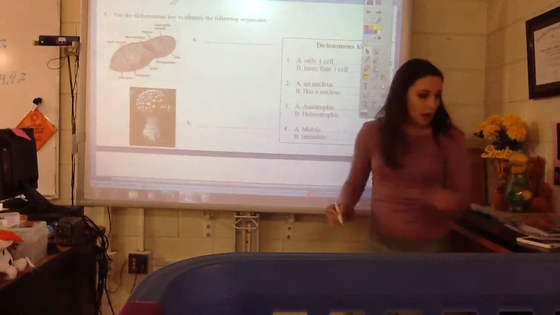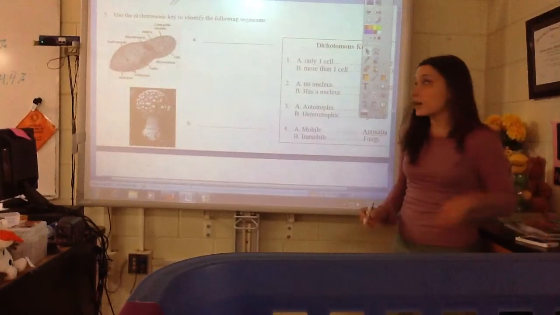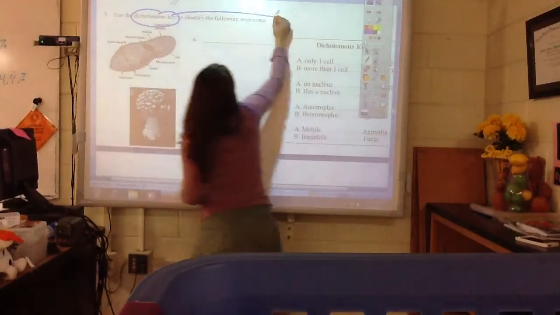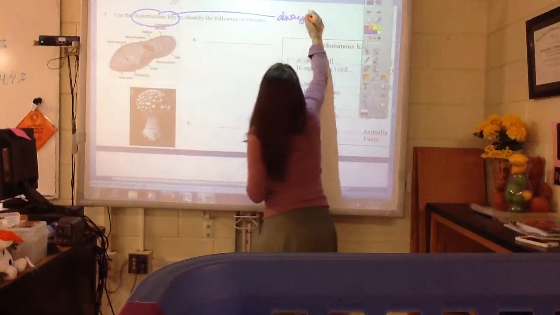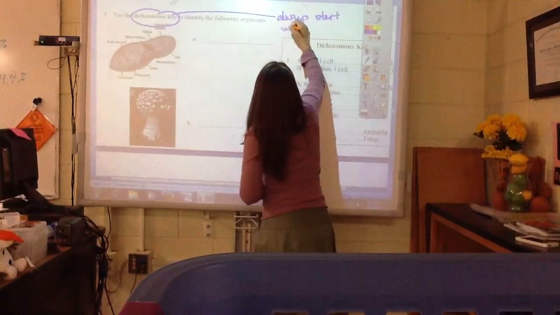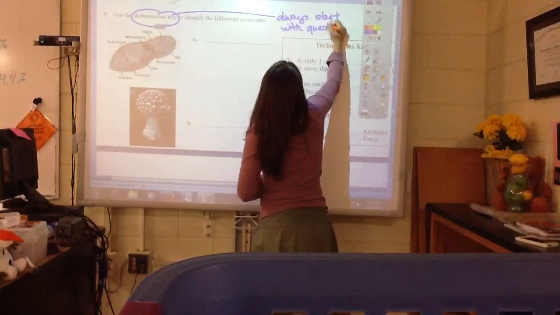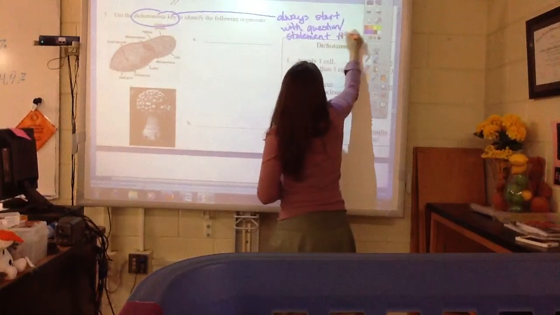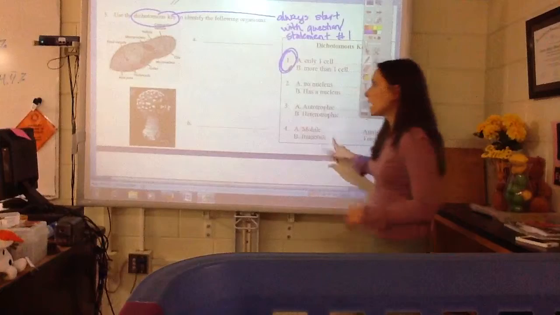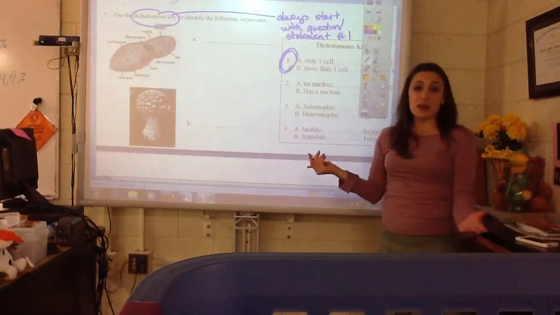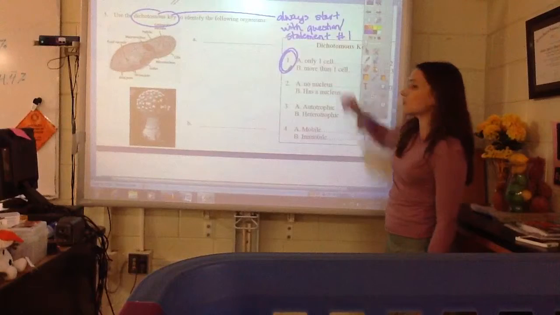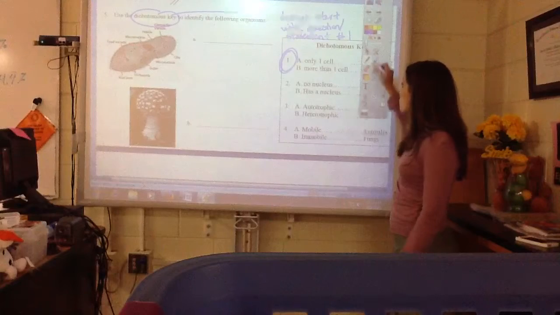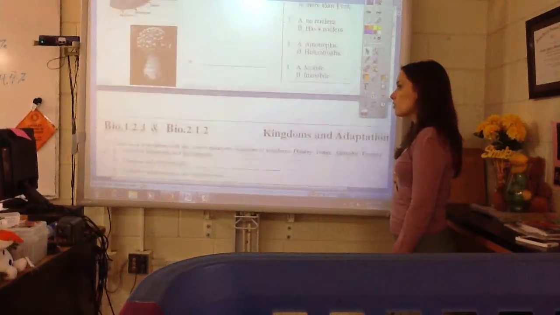Number 5, use this dichotomous key to help you answer. You will see a dichotomous key on your EOC. Please circle dichotomous key, and next to it write always start with question or statement number 1. And we're going to put a big circle here. If I jump down here to mobile or immobile, that may not help me at all. I have to start up here with number 1. And so is it one cell or is it more than one cell? So you should be able to do the dichotomous key on your own as well.